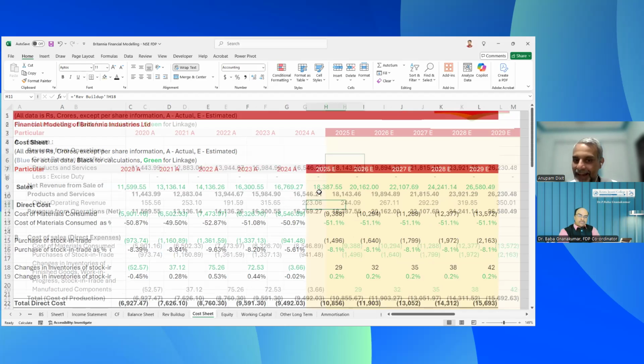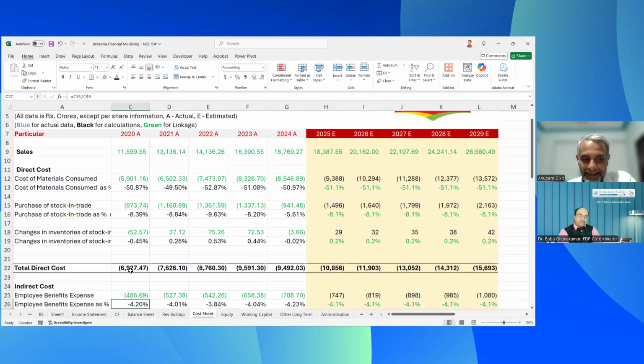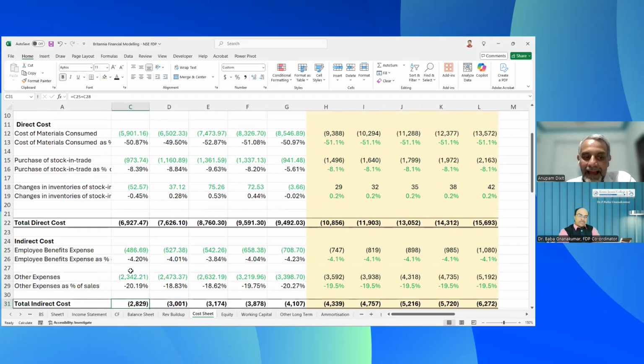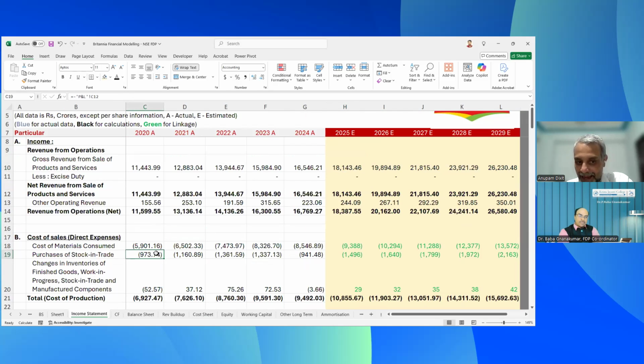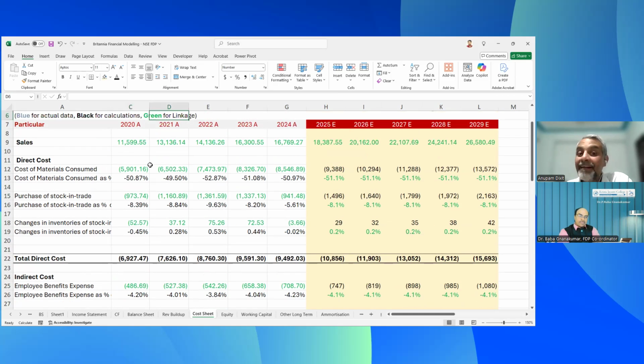So now that we have created that income statement, we come to the next sheet, which is the cost sheet. Now, in the cost sheet, there are various costs: cost of material, purchase of stock in trade, changes in inventory, then employee benefit expenses and other expenses. So these five costs, the values are coming from our income statement. All these values are linked in that sheet, and you would observe they are coming in green color here, which clearly shows that they are linked to some sheet.